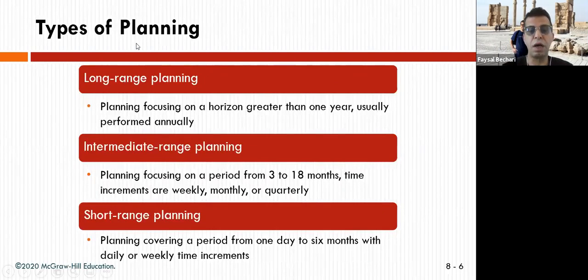Now, there are types of planning. There is long-range planning, which is planning focused on a horizon greater than 1 year. So within 1 year, you will see how things are happening. Intermediate, which is usually between 3 months and 18 months, with time increments that are weekly, monthly, and quarterly. So it's not a whole year and 6 months; it's like every 3 months for 6 times, for example. And then you have short-range planning, which is planning covering a period from 1 day to 6 months, with daily and or weekly increments.